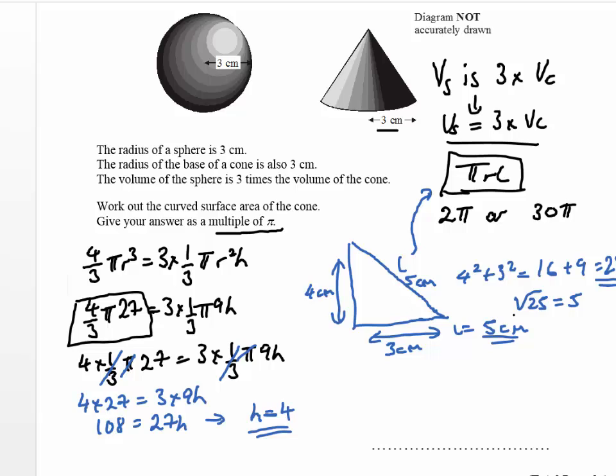What do we know? We know l. We can now plug it into this formula here to find out the curved surface area. Let's do that. Pi, open brackets, r is 3, close brackets, open brackets again, l is 5, close brackets. That's going to give me 15 pi. Is it similar to what we were trying to find? Yes, it is, because we've got a whole number multiplied by pi. So therefore 15 pi is our final answer.